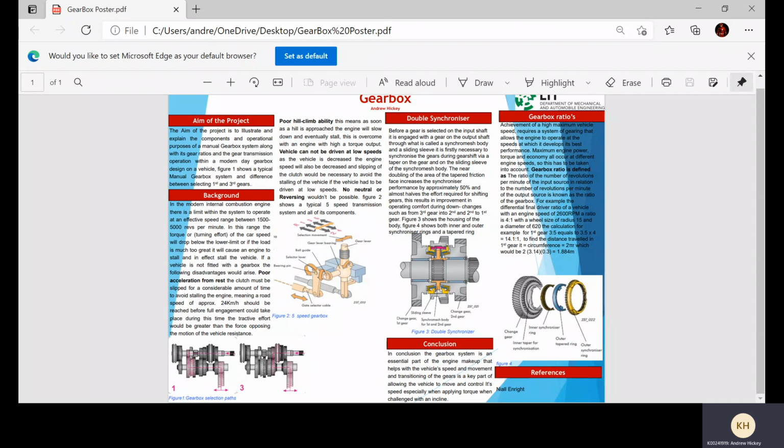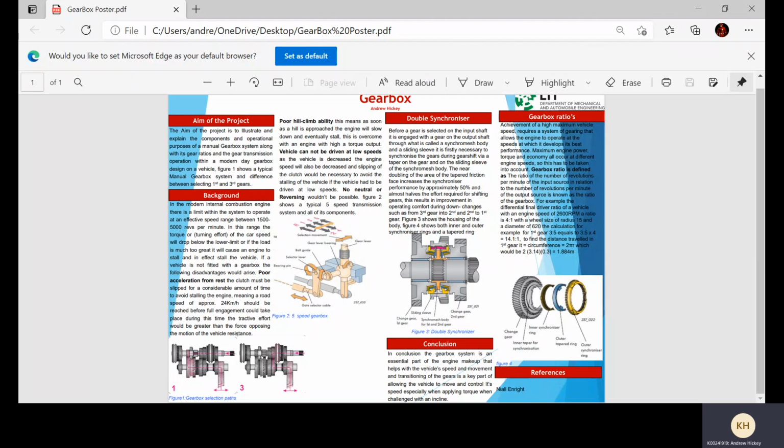If a vehicle is not fitted with a gearbox, the following disadvantages would arise. Number 1, poor acceleration from rest. The clutch must be slipped for a considerable amount of time to avoid stalling the engine, meaning a road speed of approximately 24 kilometers an hour should be reached before full engagement, before placing the gear into selection and place. During this time, the tractive effort would be greater than the force opposing the motion of the vehicle, the resistance.